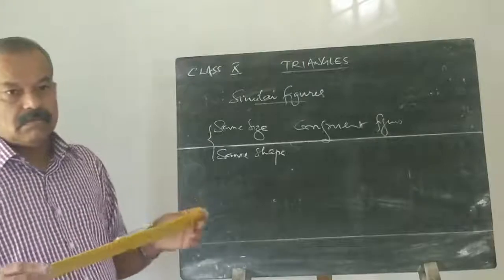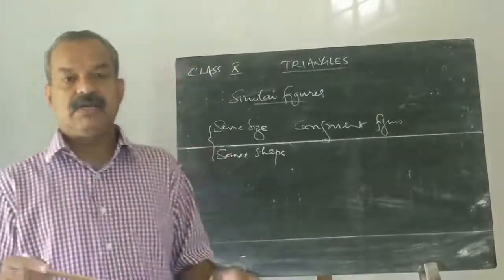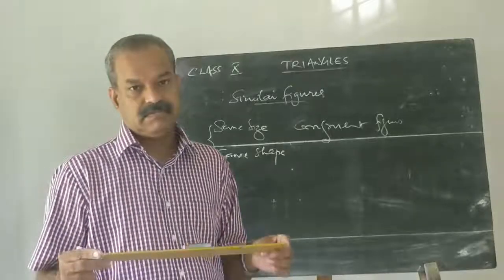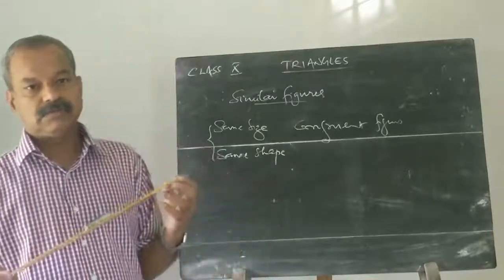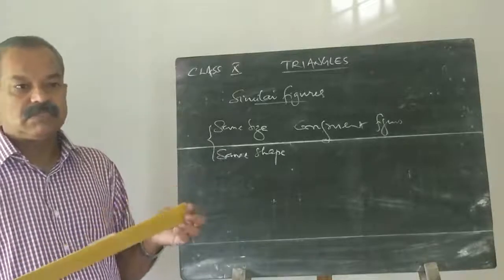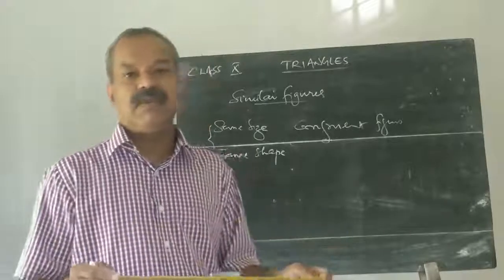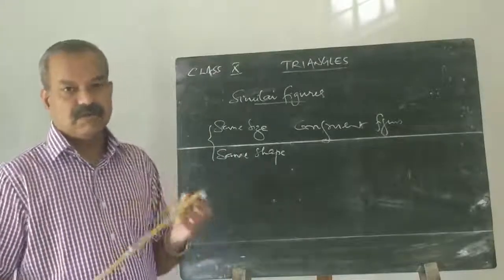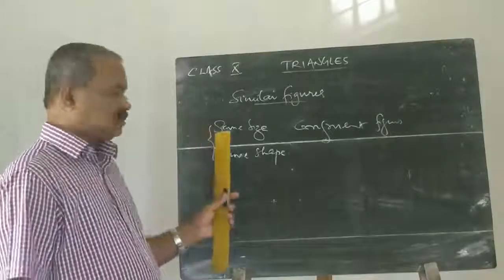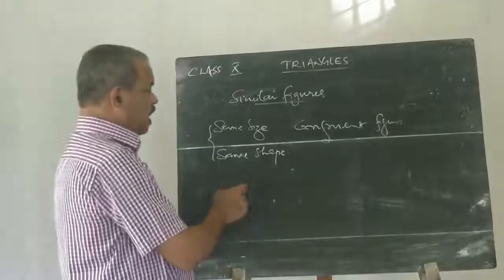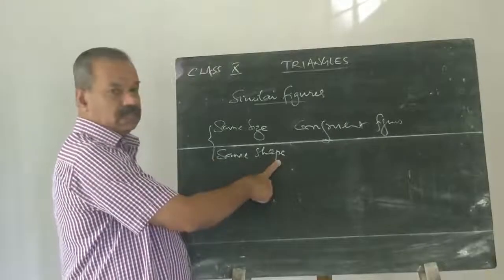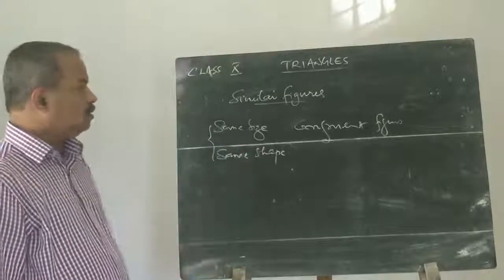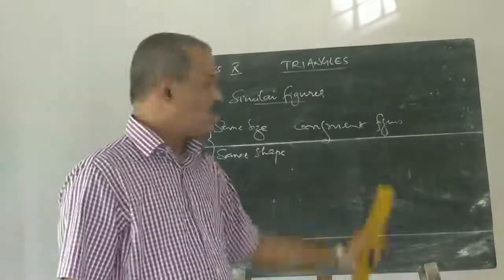And if we consider an equilateral triangle with side 5 cm and another with side 8 cm, are they congruent? No, because their sides are not equal in length. Though the angles are equal, the sides are not equal. So polygons having the same shape and same size are called congruent figures.